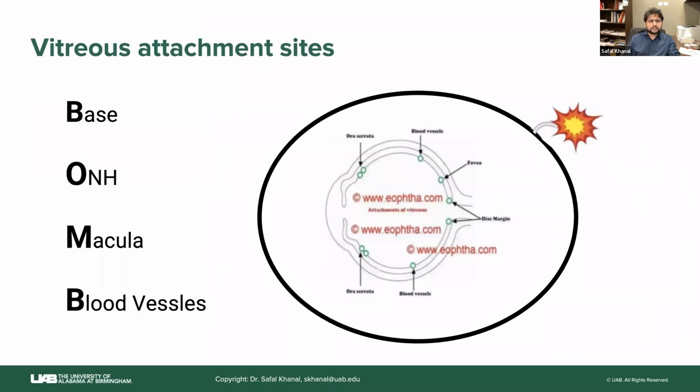Now, the strongest attachment site is at the base, the vitreous base, and then the optic nerve head, and then the macula, and then the blood vessels. And you can remember this by the acronym BOM, actually: base, optic nerve head, macula, and blood vessels.